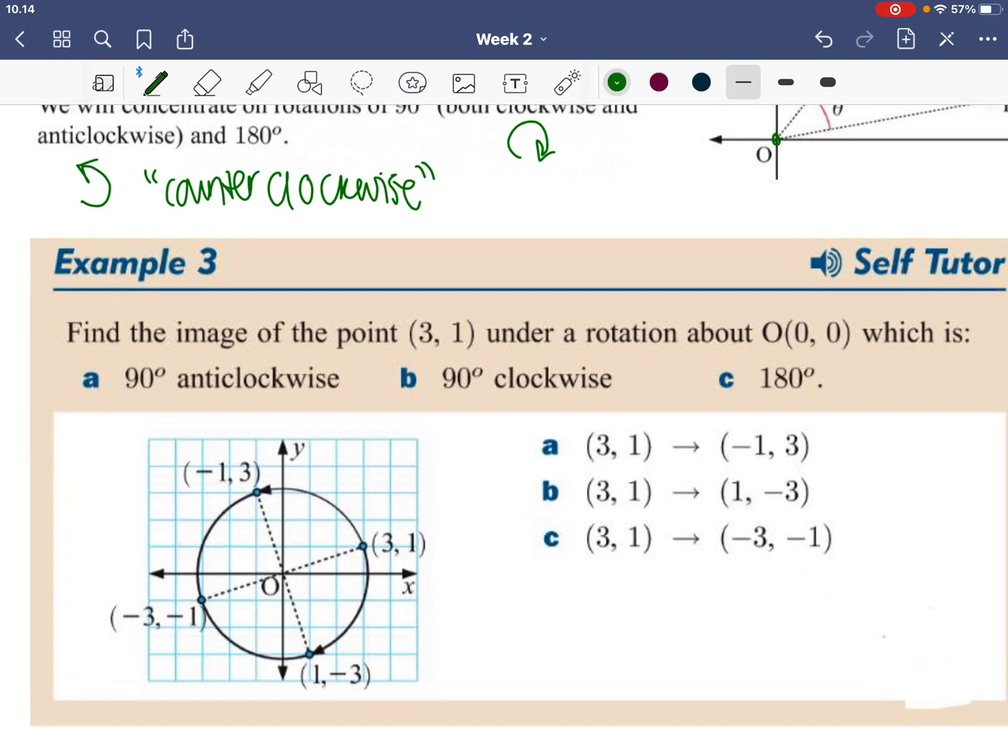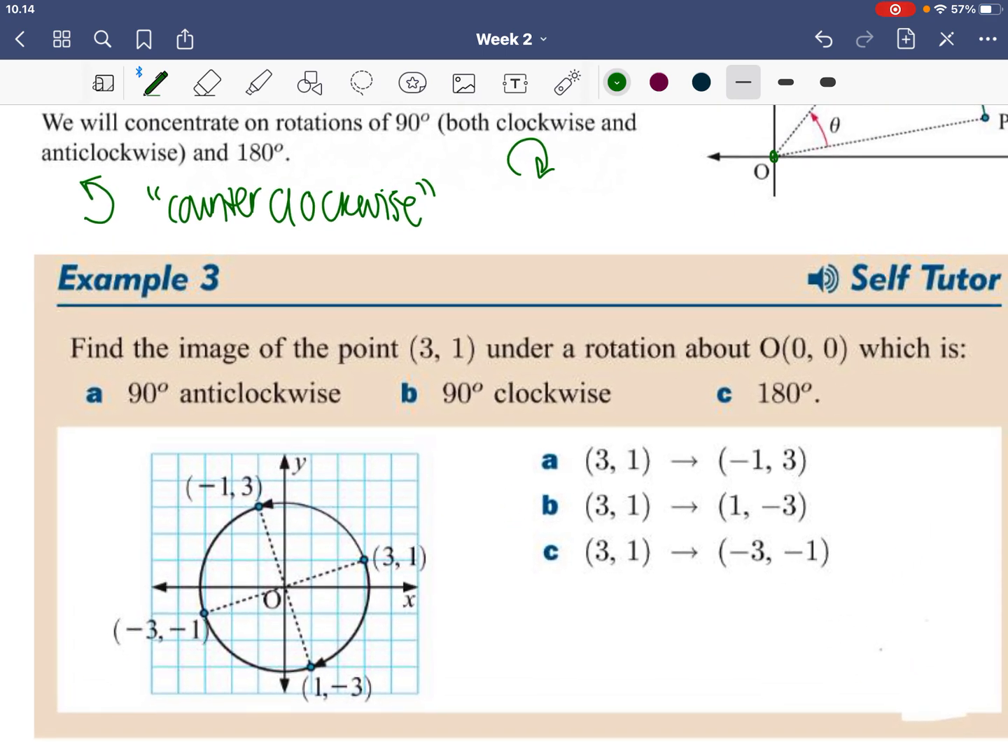Alright, so let's jump in to example 3. I left the answer there so you guys can see the image here. It says find the image of the point (3, 1). Let me highlight that, (3, 1), under a rotation about O, or the origin, which is 90 degrees anti-clockwise.